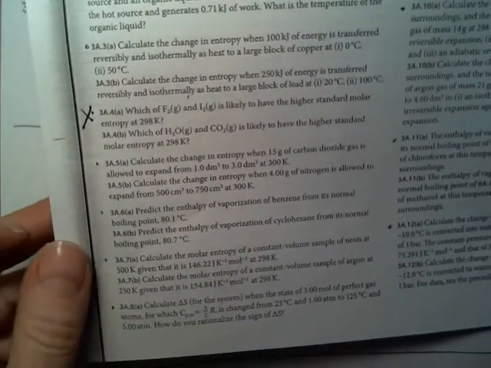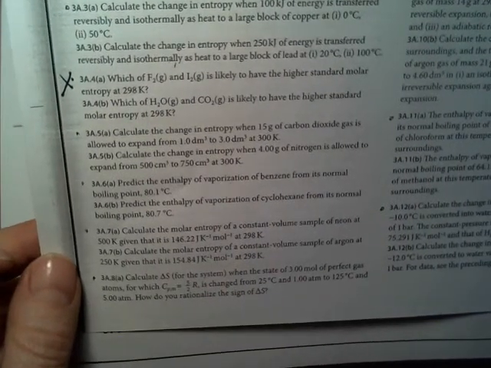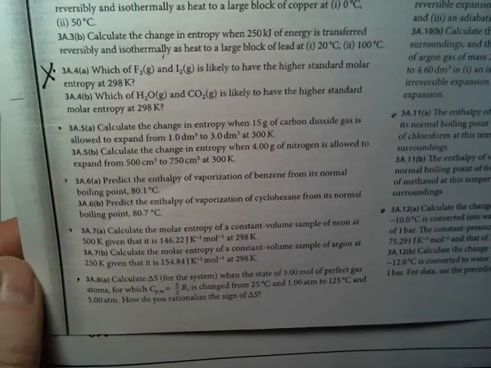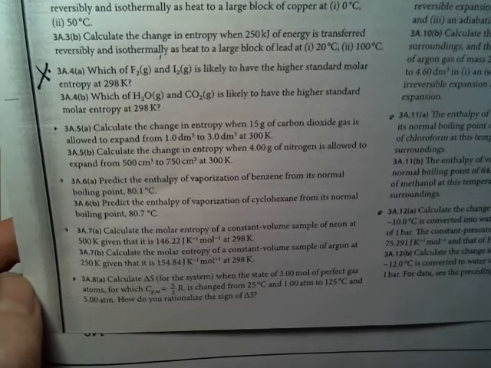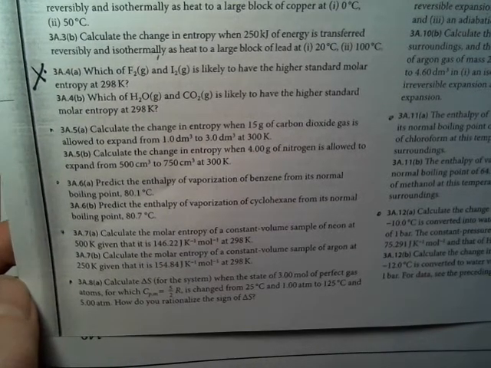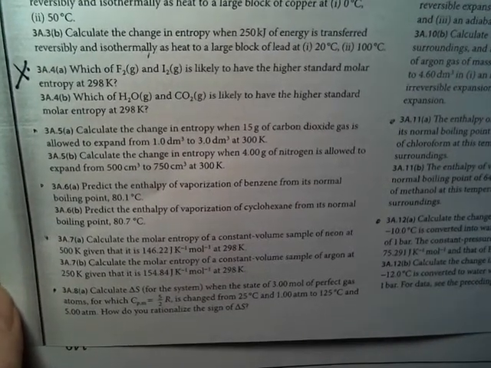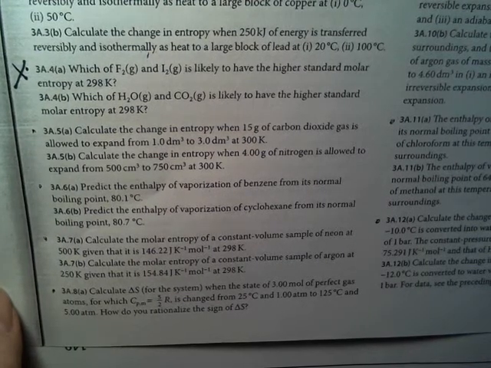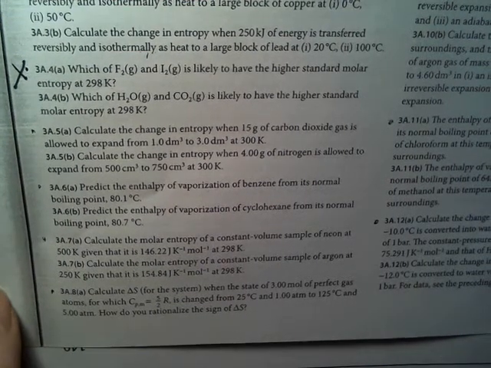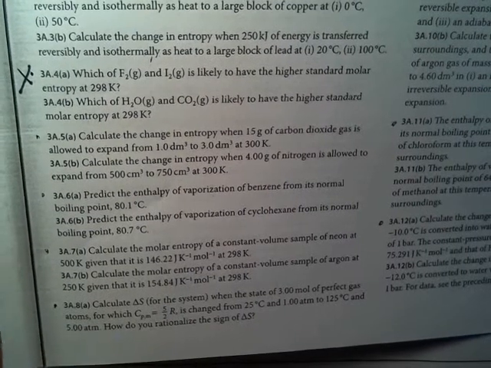So for 5, calculate the change in entropy when 15 grams of carbon dioxide gas is allowed to expand from 1 to 3 liters. It's isothermal at 300 Kelvin. So let's take all that information.